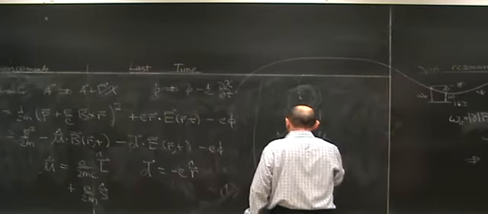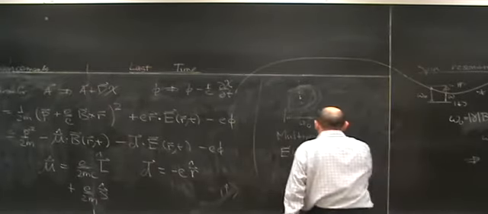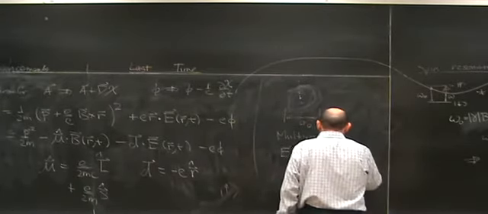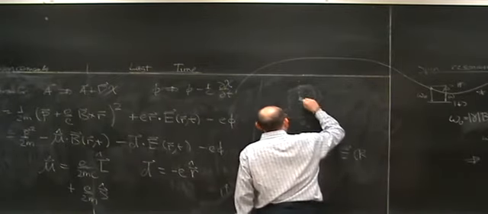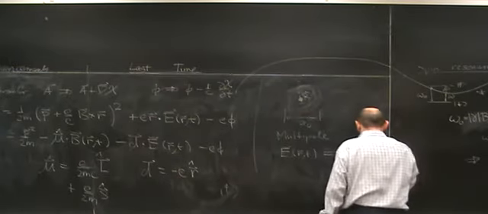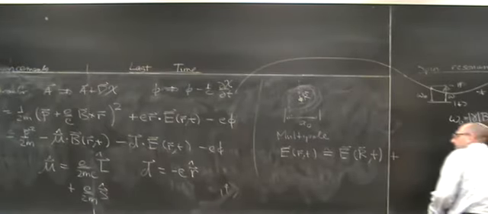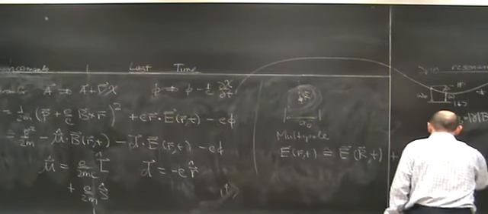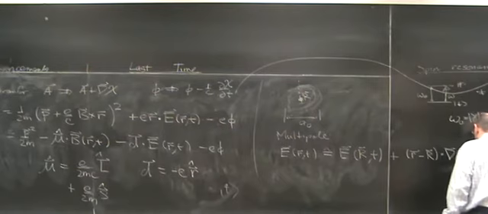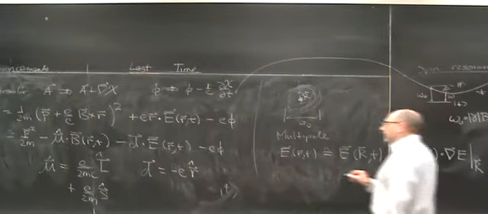In which case, if I'm making the multipole expansion, I take the electric field and expand it around the center of mass. This is at position R, the center of mass of the atom, the position of the atom, plus r minus R dotted into the gradient of the electric field evaluated at R, plus dot dot dot. And similarly for the magnetic field.